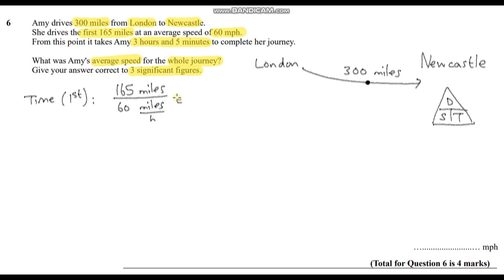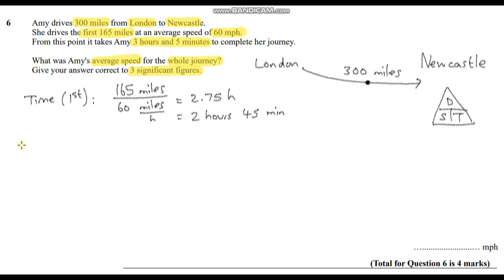165 divided by 60. That gives us 2.75, and that is in hours. So the first part of the journey is 2.75 hours, or we could say that's 2 hours and 3/4. 3/4 of an hour is 45 minutes. So the time it takes to go from London to here is 2 hours 45 minutes, and we're told the time it takes to go from here to Newcastle is 3 hours and 5 minutes.